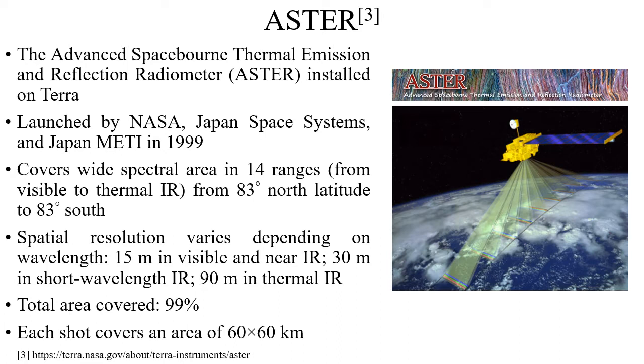The spatial resolution varies depending on the range of wavelength. For visual and near infrared, it is about 15 meters. For short-wave infrared, it is about 30 meters, and for thermal infrared, it is about 90 meters. Each separate image covers an area of 60 by 60 kilometers, and the total percentage of coverage is 99.